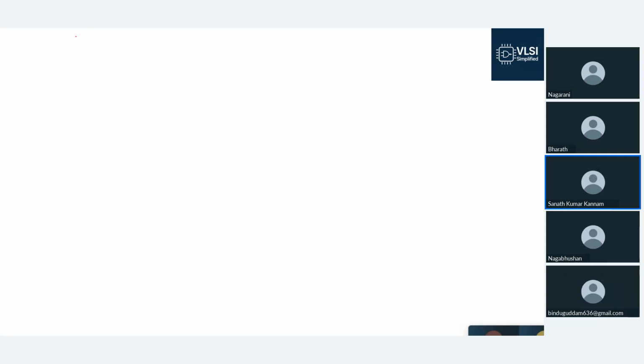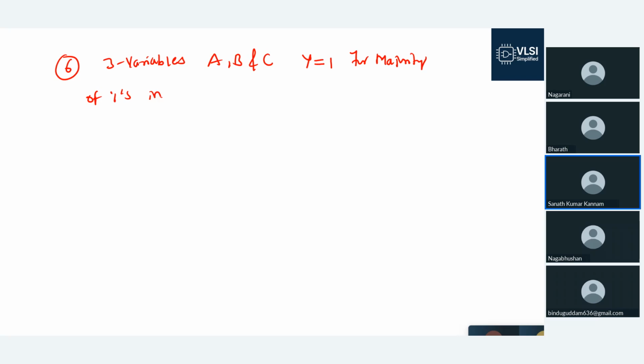And 6 to 1 if you take. We have three variables, A, B, and C. Find the output Y for majority of ones in ABC. If there are a majority of ones in ABC, then the output is 1. Okay, so three inputs are there.